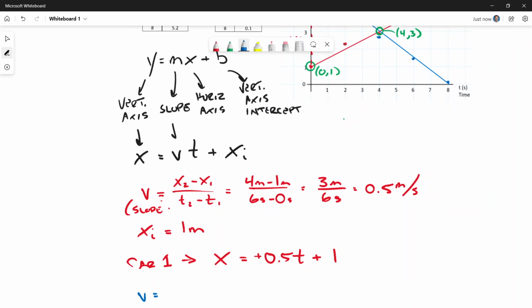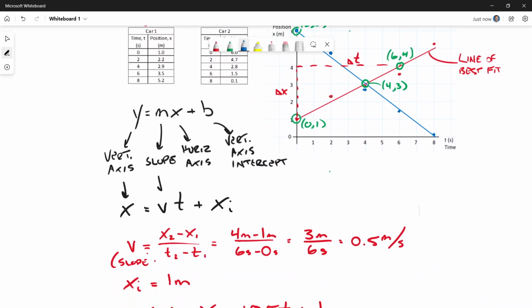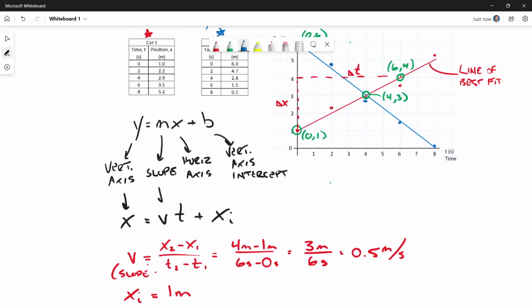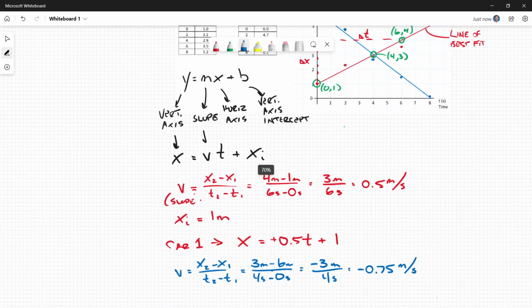So I'm going to find my change in position. This is going to be position 2 minus position 1 over time 2 minus time 1. Notice this is just our slope formula. The second position is at 3 meters. The first position was at 6 meters. My second time is 4 seconds minus 0 seconds, and I get negative 3 meters over 4 seconds, or negative 0.75 meters per second.